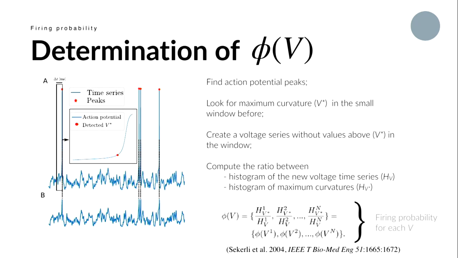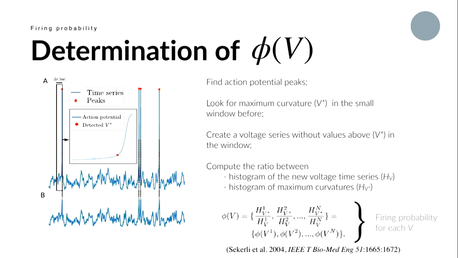So you get in A here a voltage series, and you identify in this voltage series the peaks, the action potentials, and you grab a window with a certain delta t before those peaks. You have a window here and a window in every peak. And in this window, you identify the maximum curvature, which we will call our threshold, which is V star here.